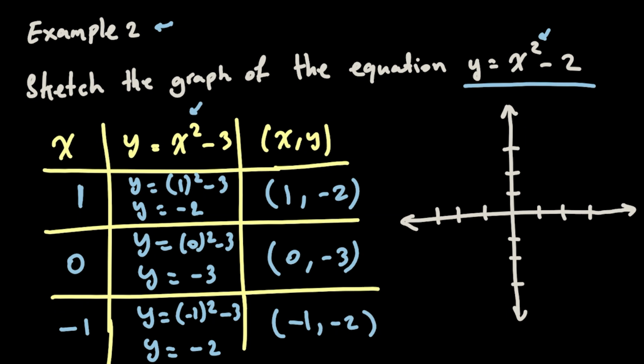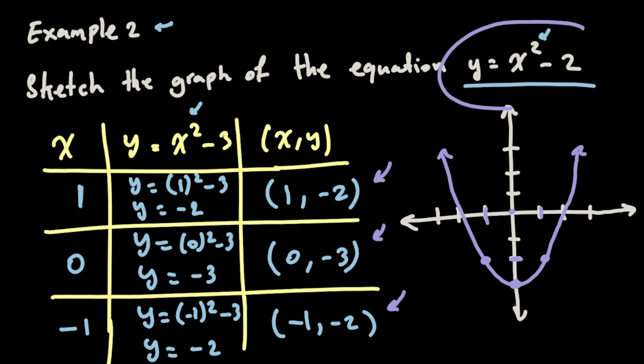Now we're gonna graph these 3 points. So the first point, it's 1 and minus 2, so it's here. And the second point, it's 0 and minus 3, so it's here. And the last point is minus 1 and minus 2, so it would be somewhere here. So when we are connecting these points, we'll get a shape like this. And this is the graph of the quadratic equation here.